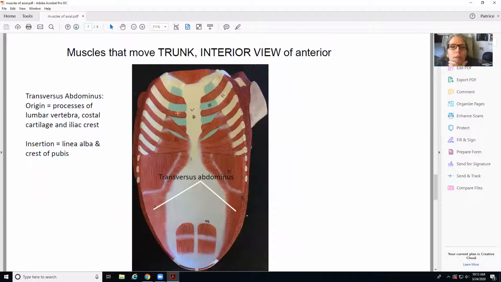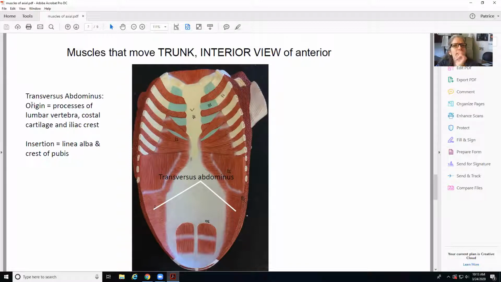All right, so this is looking at the mini-man's trunk region from the inside, and we want to look at these muscles that move the trunk. There's only one that's evident from the inside, so again, here's our costal, so we're inside. This is the wall of the abdominal and thoracic cavity. And so the transversus abdominis is right here, and it's so named because the fascicles are moving side to side.